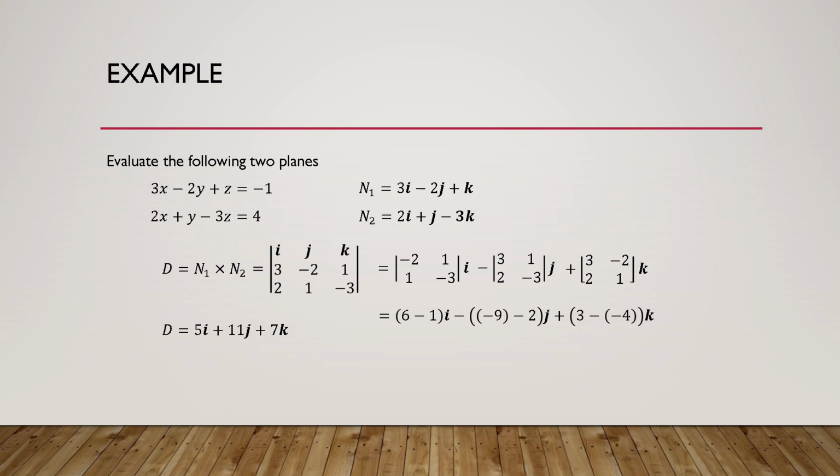Next, we find a point that lies on both planes. We do this by first setting z equal to 0. When applied to the original equations of the planes, we get 3x - 2y = -1, and 2x + y = 4. These can be solved with substitution or elimination to get x equals 1 and y equals 2. Therefore, the point (1, 2, 0) lies on the intersection of the two planes. Using this information and the direction vector, we can build the symmetric equations of the intersecting line: (x - 1)/5 = (y - 2)/11 = z/7.